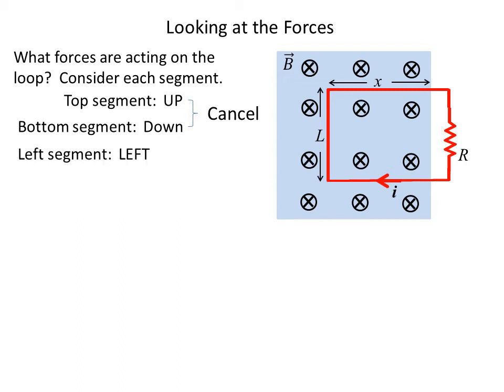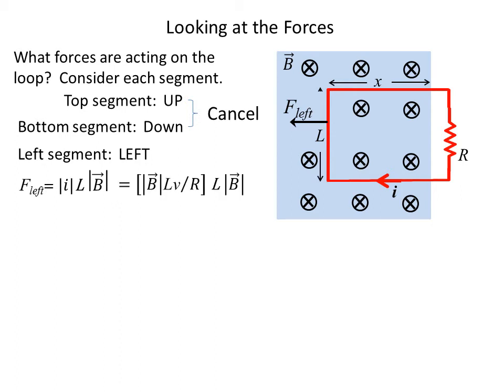The left segment points to the left. Similar argument using the right hand rule. So we have a force to the left. The magnitude of the force to the left is given by the magnitude of the current times this length L times the magnitude of the B field. This is the force on a current carrying wire in a B field. If we plug in what the current is, that's equal to the magnitude of B times L times V divided by the resistance R.